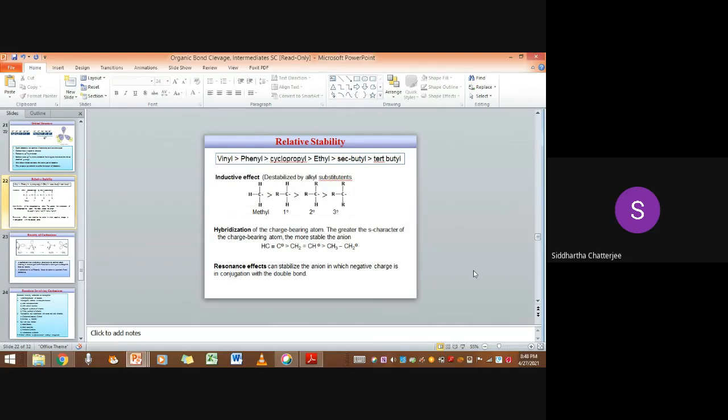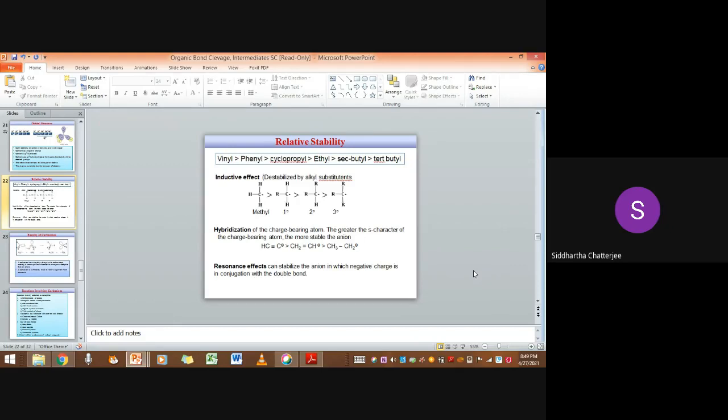As you understand, for the stability of carbocation and carbon free radical, as they are having electron deficiency, the stability order is going to be: methyl carbocation or methyl carbon free radical is less than the ethyl carbocation or ethyl carbon free radical, 1 degree, which is less than 2 degree carbocation or carbon free radical, and then less than 3 degree. So for both carbon free radical and carbocation, the relative stability order is from methyl to 1 degree, 1 degree to 2 degree, and 2 degree to 3 degree.